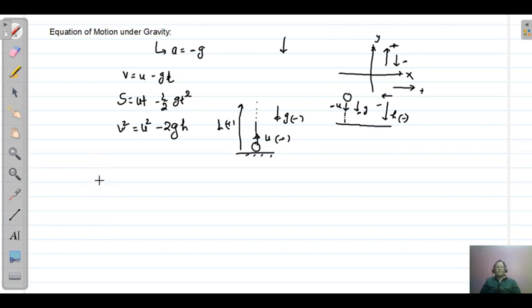Let me draw an acceleration time graph. This is acceleration a and this is time t. If I want to draw the acceleration time graph for the motion under gravity, then the graph will be this. This is minus g, that is minus 9.8 meter per second square. So this is the acceleration time graph.